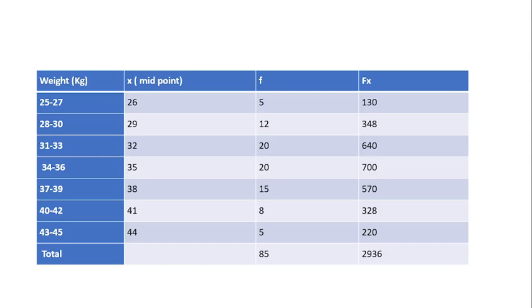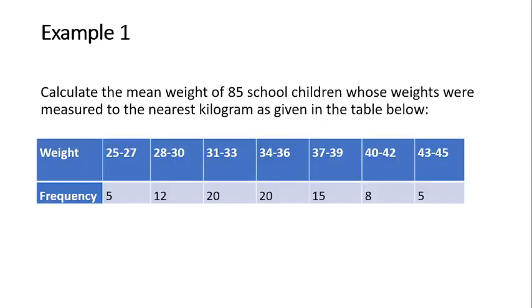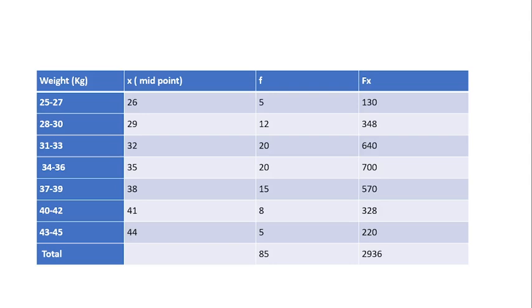Because the formula we have is f times x. Now we take our x, and then we have our f that has been given from the table. We are not the ones that generate the f. The f has already been given in the table like this. Look at it, those are the frequencies. We have 5, 12, 20, 20, 15, 8 and 5. So they are the same values that we have here in the f column.